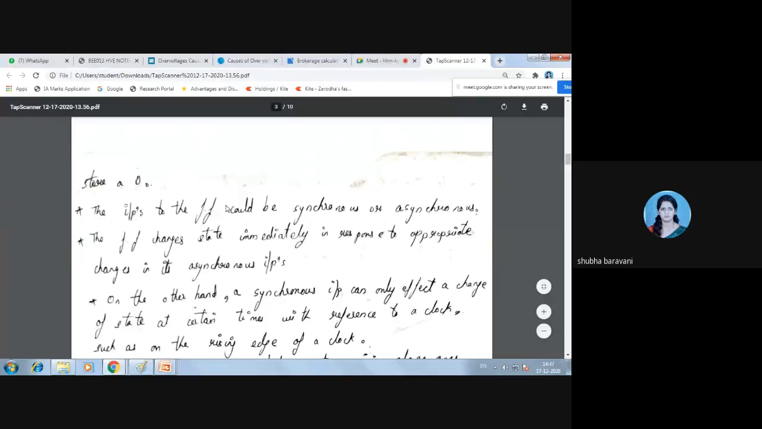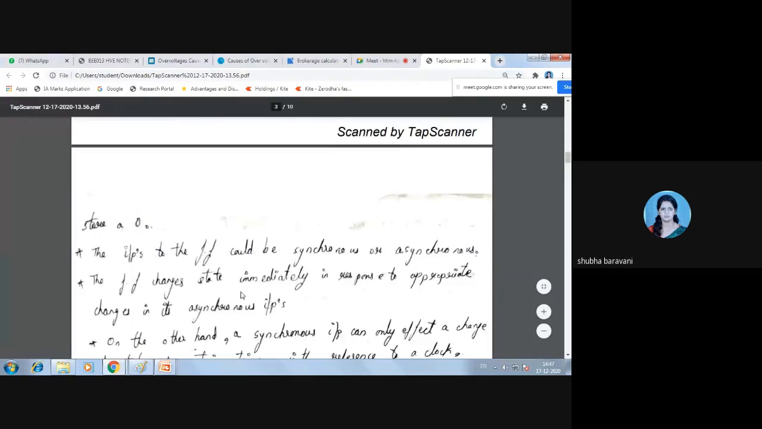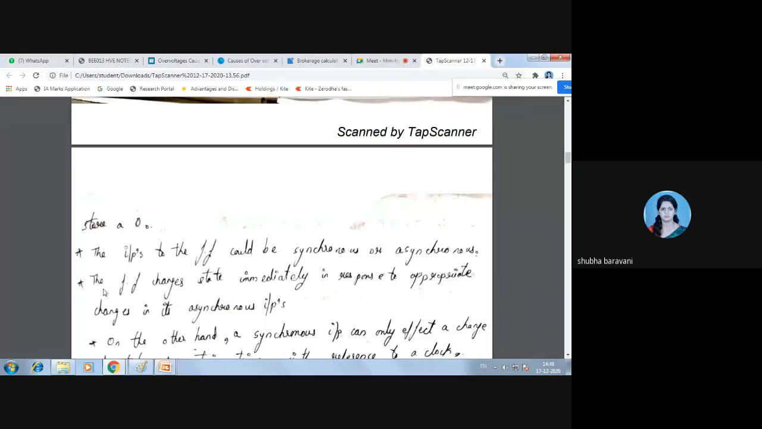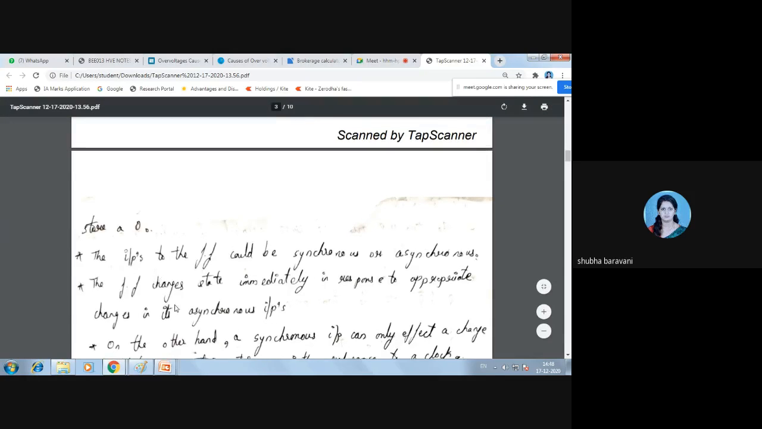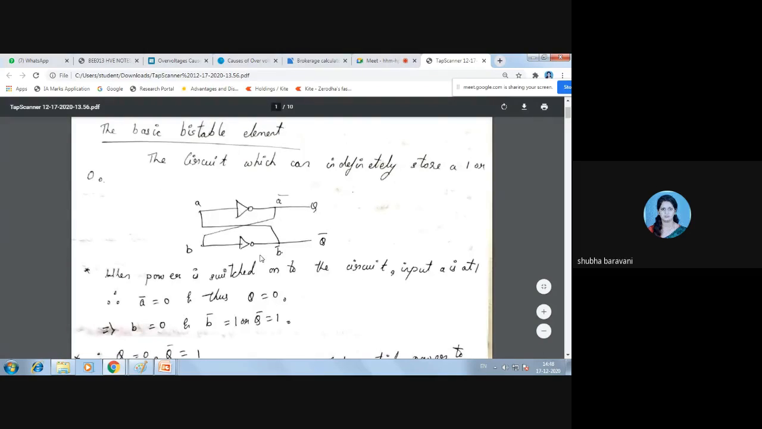So the inputs to the flip-flop could be either synchronous or asynchronous. I told you, either clocked or I won't provide a clock. The flip-flop changes its state immediately in response to appropriate changes in its asynchronous inputs. It means the inputs are not synchronized. It need not be 1 1, it can be 1 0. The flip-flop changes its state immediately in response to the changes in the inputs you are giving. That is why it's called a flip-flop. A flip-flop is a basic modification over this bistable circuit, wherein I cannot change the input once it is given.